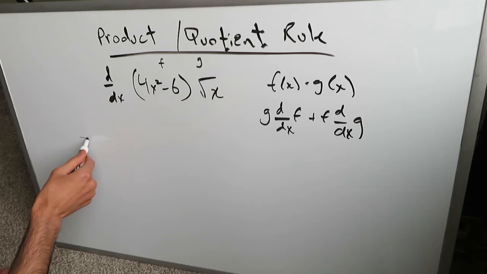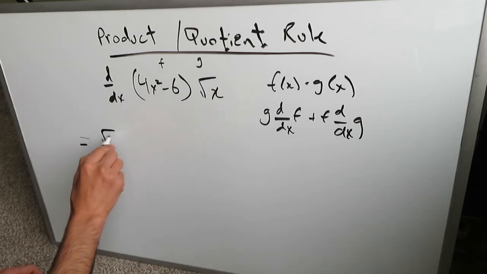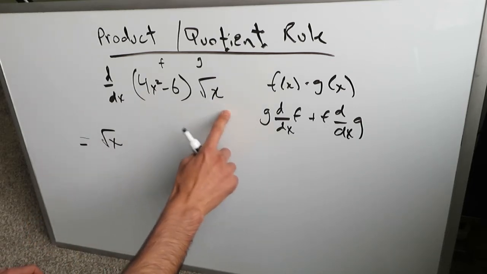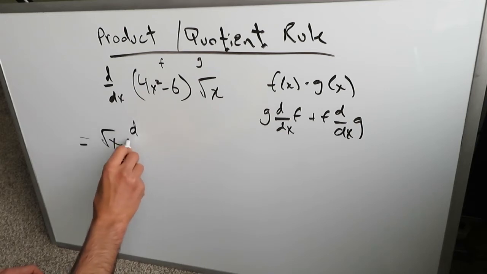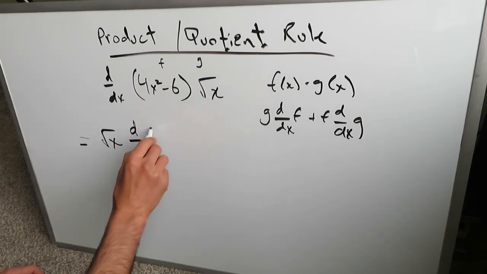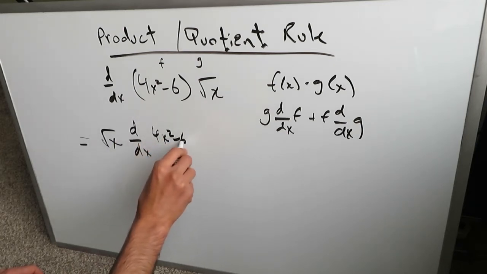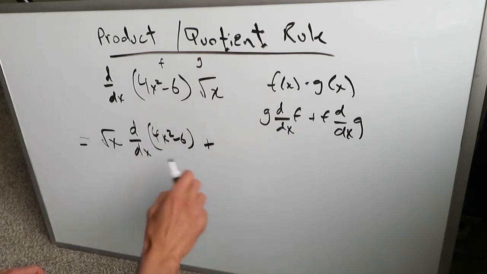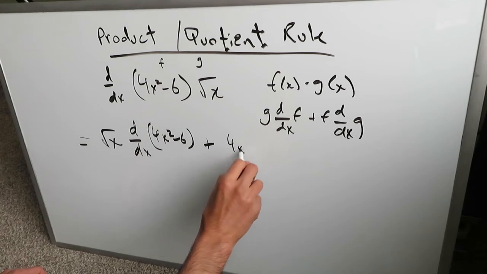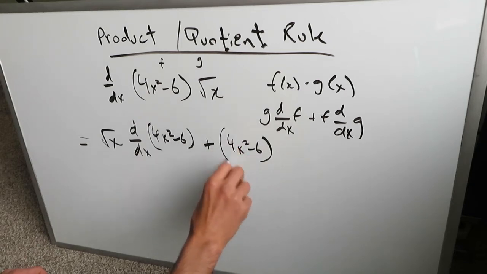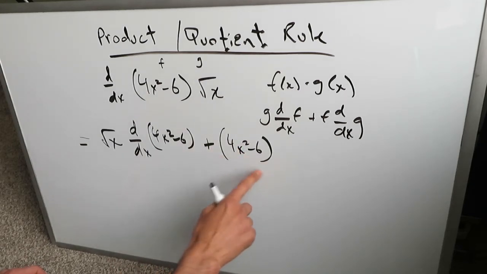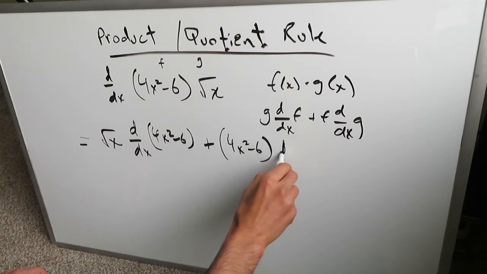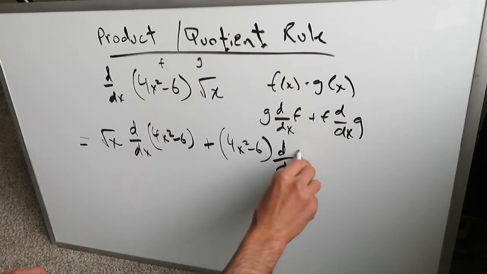So I'm going to put everything into this format right here. The derivative is going to be this. The g is just the root x. The unedited version of the g is going to come over here and you'll multiply by the derivative of the f function, which is 4x squared minus 6. And then let's bring in this positive sign, which we have to. And then we have to rewrite this because now the unedited or the non-derivative or the original f function must multiply with the derivative of the g function, which is root x.